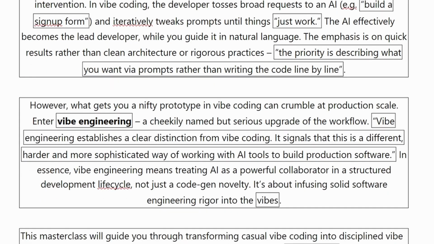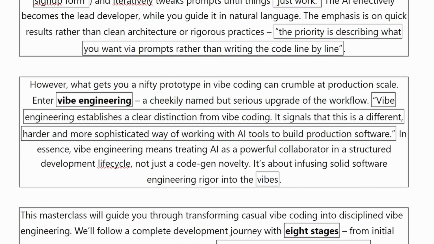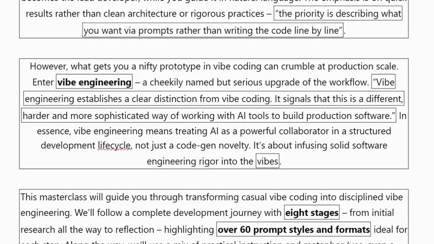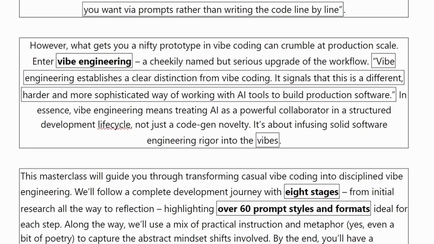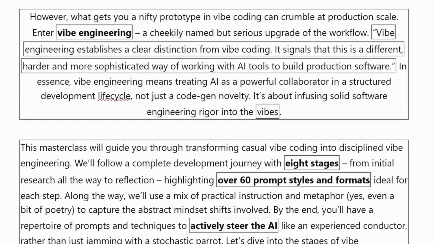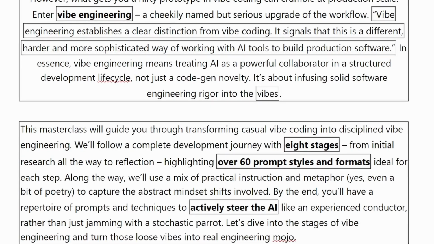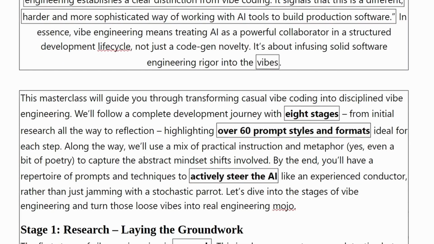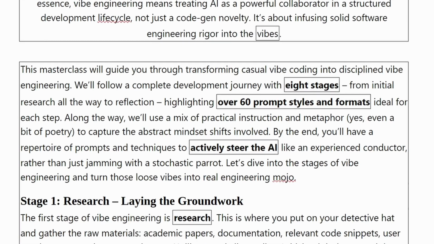We'll follow a complete development journey with 8 stages, from initial research all the way to reflection, highlighting 90 prompt styles and formats ideal for each step. Along the way, we'll use a mix of practical instruction and metaphor, yes, even a bit of poetry, to capture the abstract mindset shifts involved. By the end, you'll have a repertoire of prompts and techniques to actively steer the AI like an experienced conductor, rather than just jamming with a stochastic parrot. Let's dive into the stages of vibe engineering and turn those loose vibes into real engineering mojo.